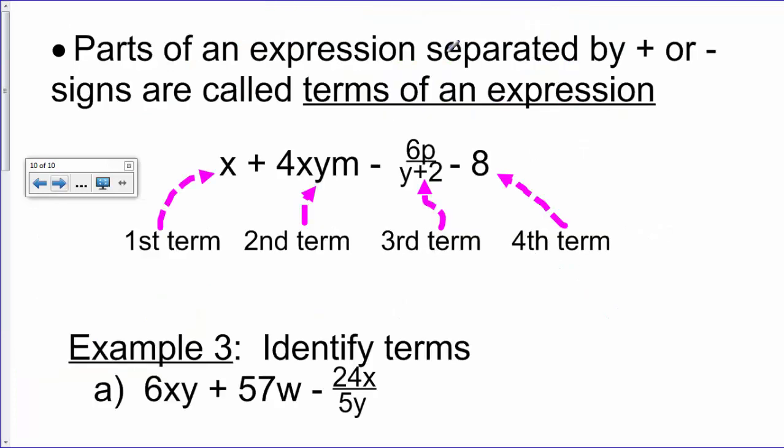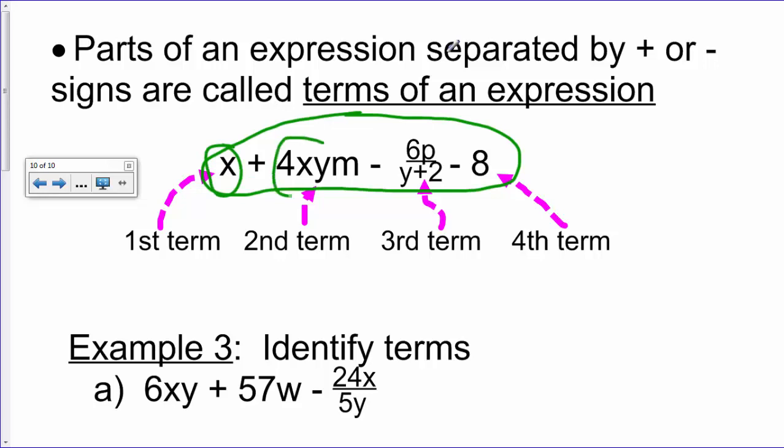Parts of an expression are separated by addition or subtraction signs, and they're called terms of an expression. So this is one big expression, and we call it an expression because it does not have an equal sign. If it had an equal sign, we would have to call it an equation. So the first term here is just the one that's written first, and the first term is x. The next one is 4xym. The next one is 6p over y plus 2, and then 8.